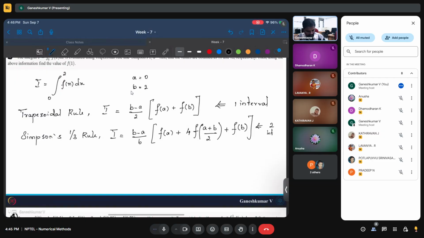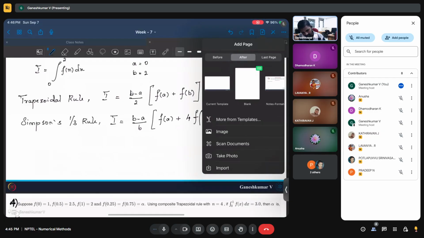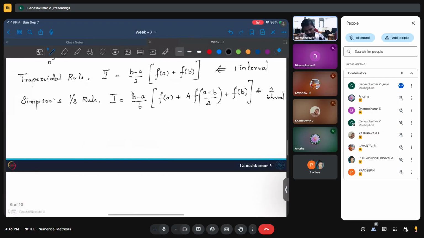Okay, they didn't say how many intervals they took, but when they are evaluating it for two methods, they have to do it for the same number of intervals. So what we are going to do is, we are also going to assume two intervals for trapezoid, because for trapezoid it can be done for any number of intervals. So I'm going to rewrite this for two intervals.